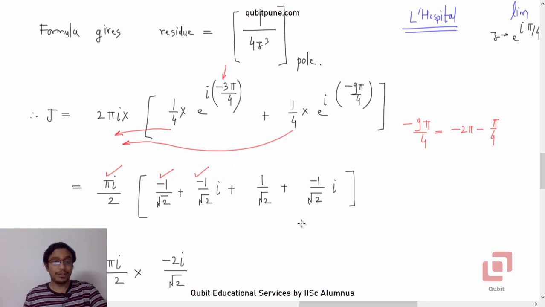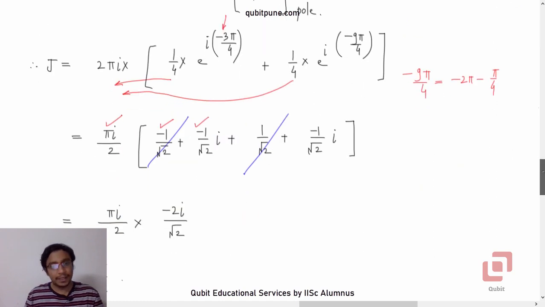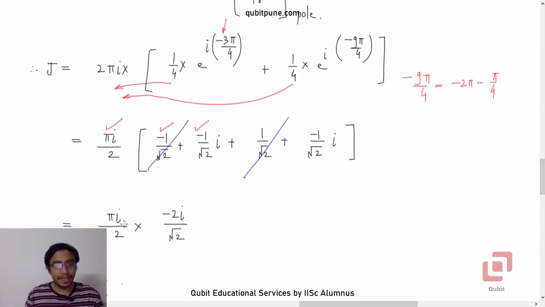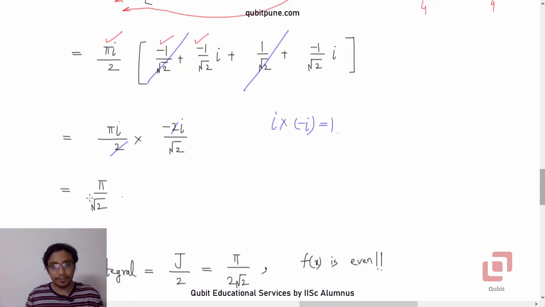Oh, sorry, not the imaginary parts. The real parts will get cancelled: minus 1 upon root 2 plus 1 upon root 2. And the imaginary parts will actually get added to minus 2 upon root 2 times i. Let's also not forget pi i by 2. i squared will be minus 1. First, let's cancel 2. i into minus i will be 1, so it is pi by root 2.